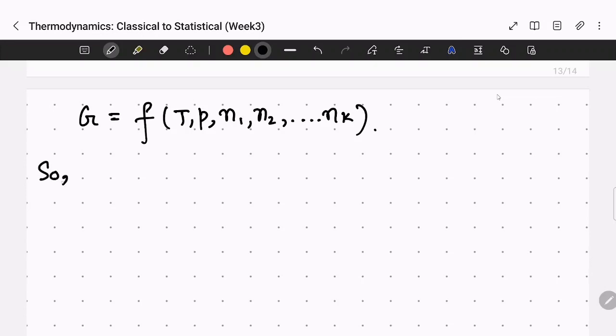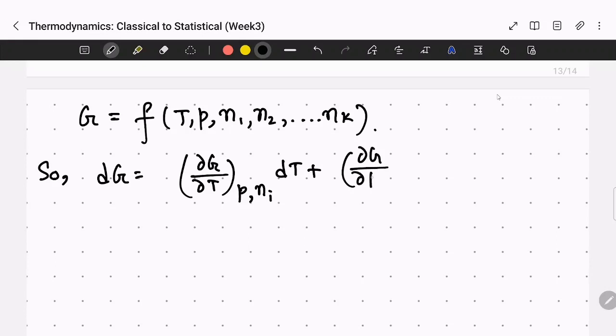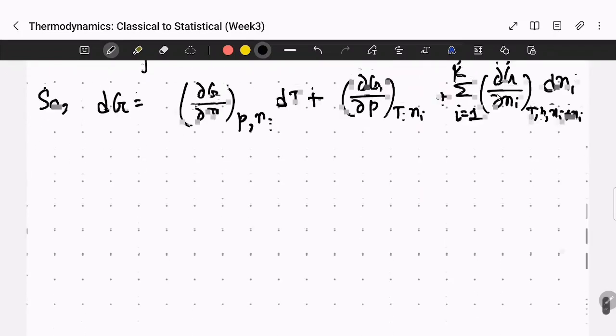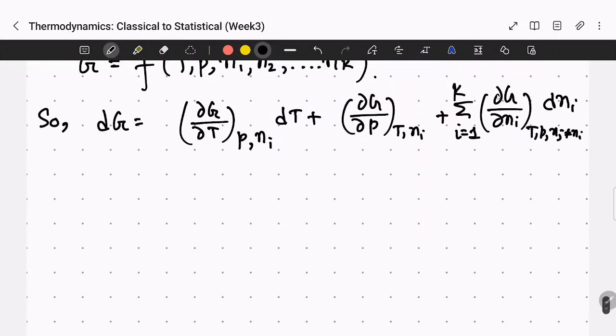So dG will be (del G/del T) at constant P and all n_i, dT, plus (del G/del P) at constant T and n_i, dP, plus the sum over all i from 1 to k of (del G/del n_i) at constant T, P and n_j not equal to n_i, dn_i. So this will be the dG. These things we know.